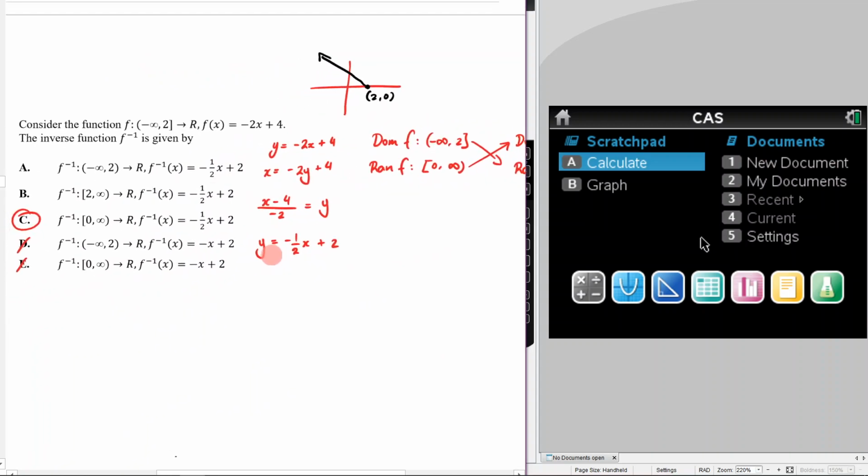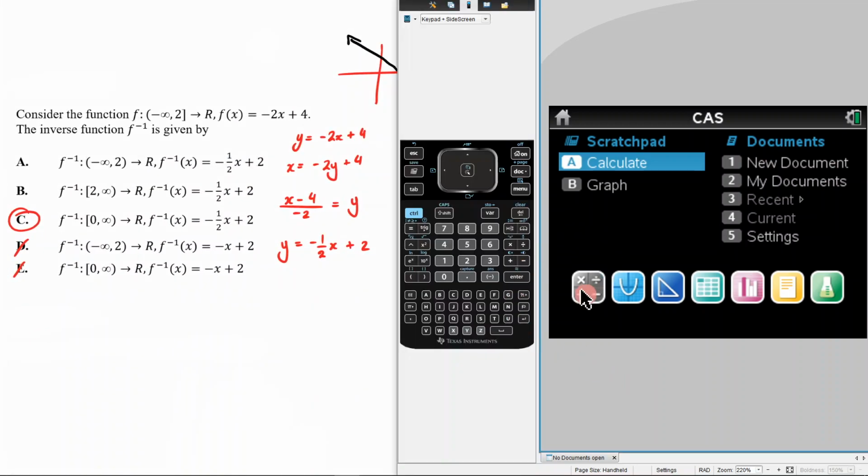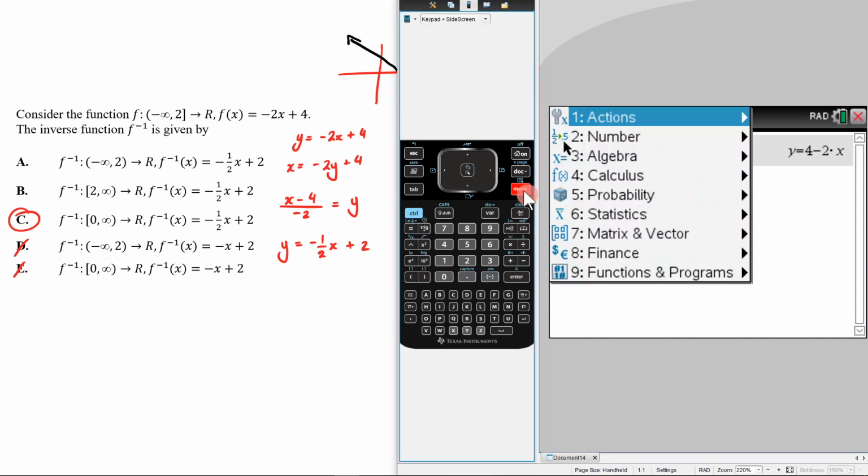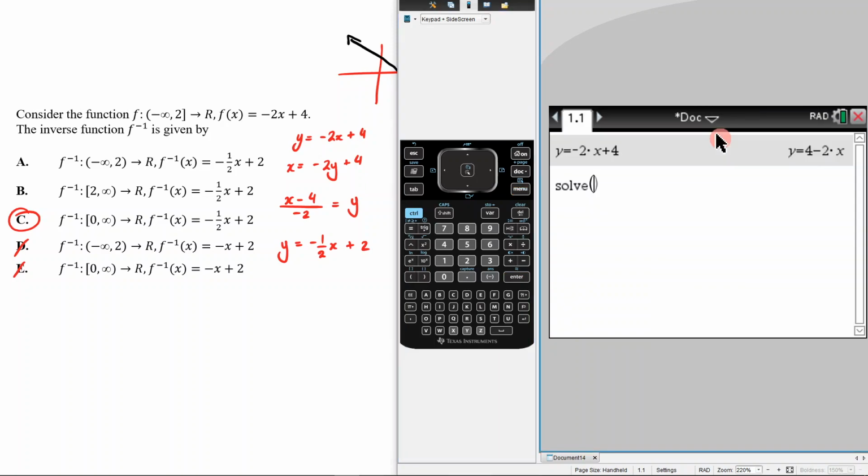All right, so if you were to do this on the CAS, you'd come here and just type in what you're originally being given. You could go y is equal to negative 2x plus 4. If you wanted to find what the inverse is, there is a way you could do it on the CAS. It isn't the most elegant way, but this is how you could do it. If you just went menu, algebra, solve, and then went x is equal to negative 2y plus 4, and we're going to solve that for y.